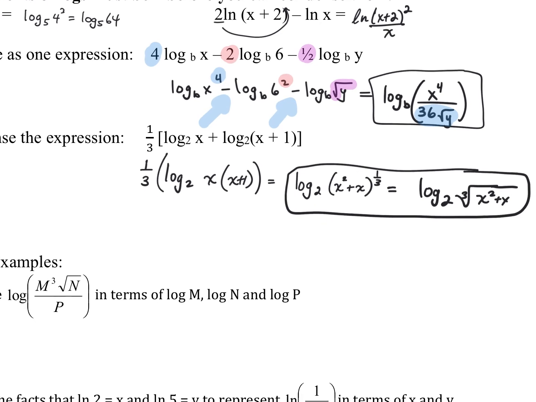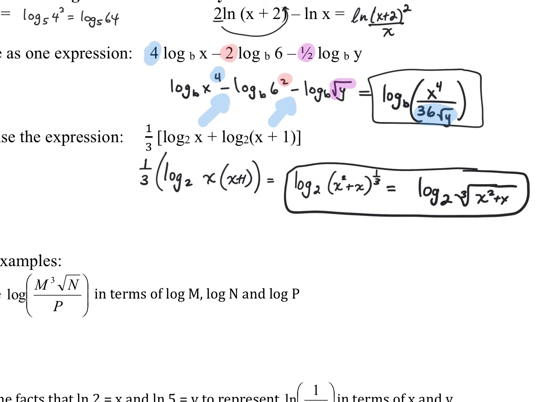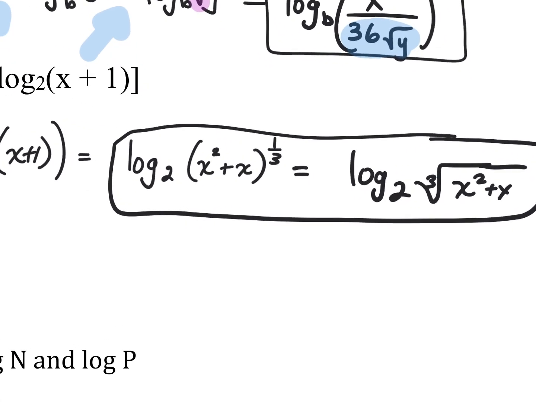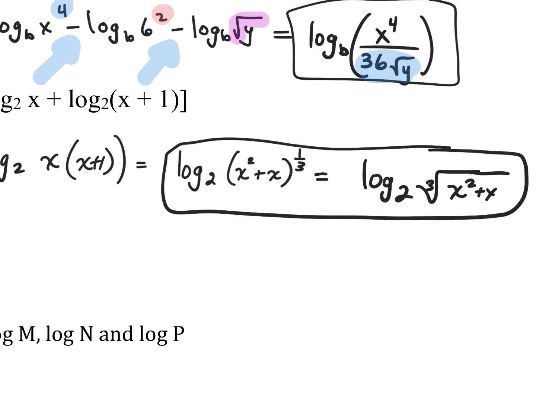Similarly, on the next problem, I condensed what I could inside the parentheses. I moved that 1/3 to an exponent, and then I could rewrite it as either form here: log base 2 of the quantity x squared plus x to the 1/3, or as a cube root, right, log base 2 of the cube root of x squared plus x.